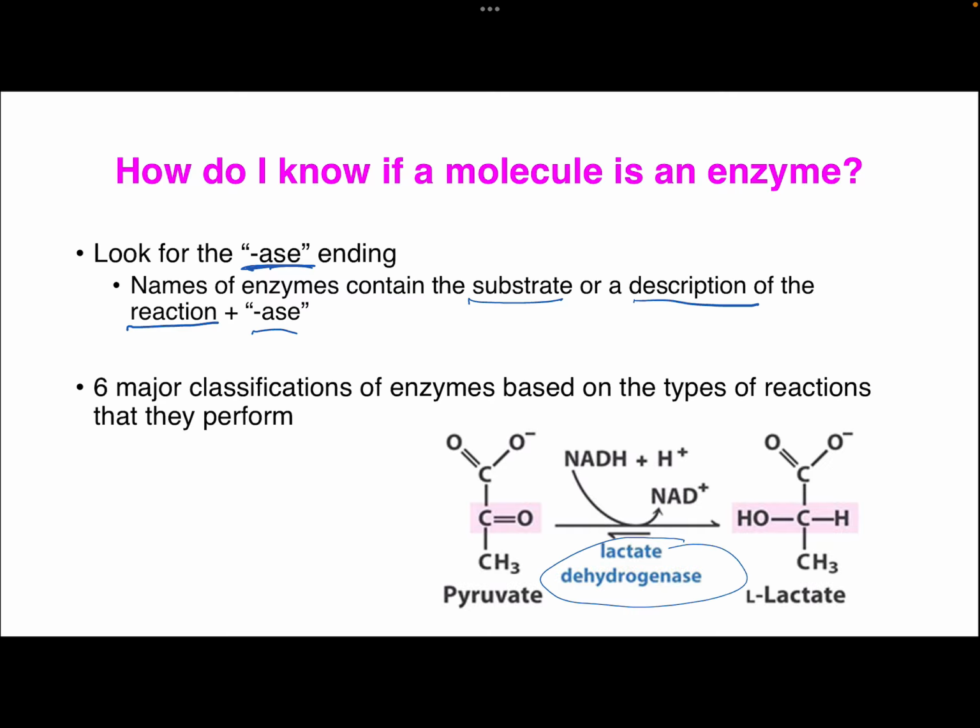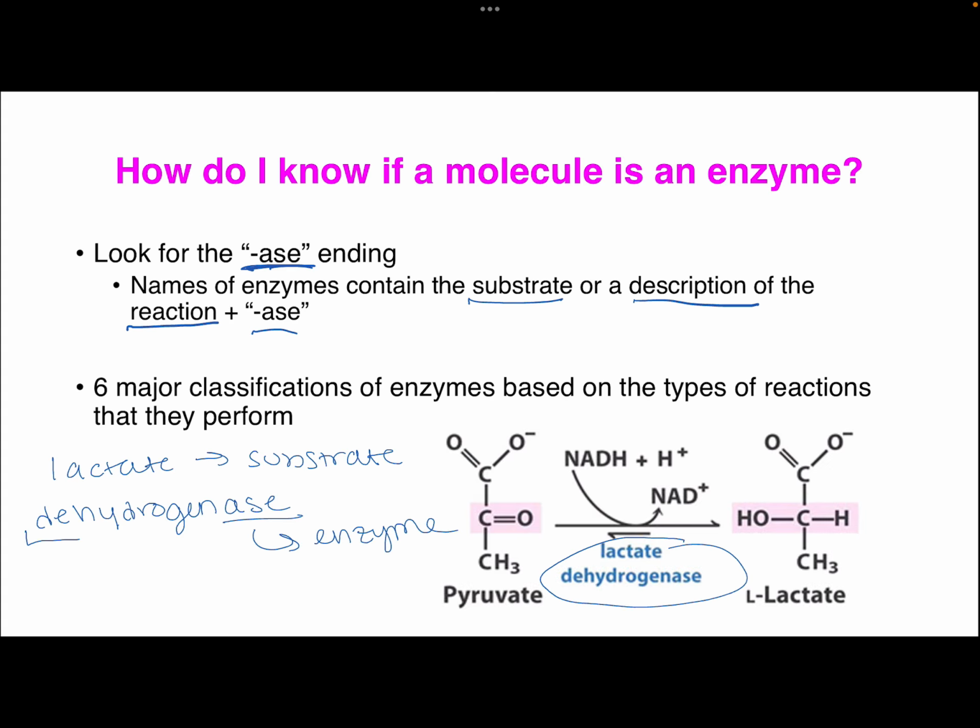So let's break this down. We see the word lactate, okay? That's going to be the substrate, because that doesn't really have any reaction type of word in it. Lactate is just a molecule. So that's the substrate. And then we have this dehydrogenase. All right. So we see this -ase, we have an enzyme.